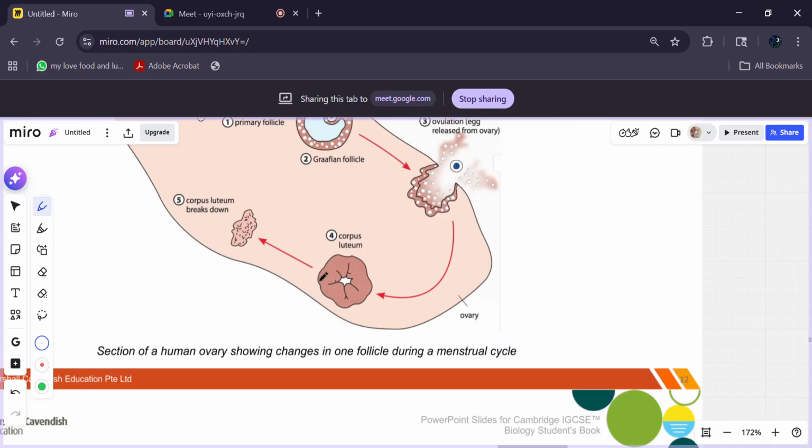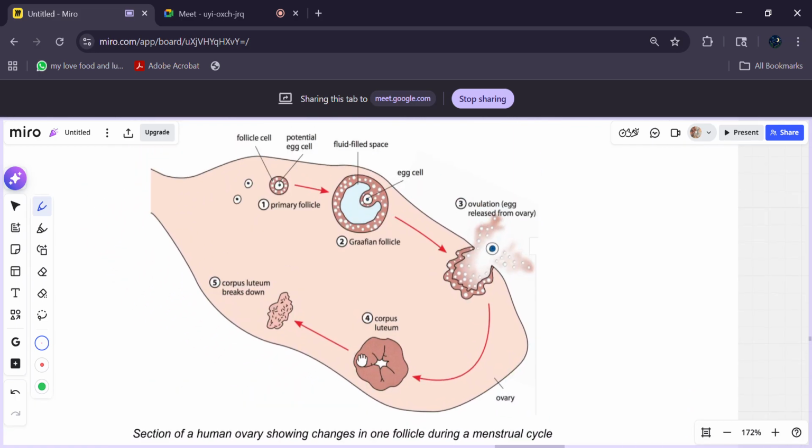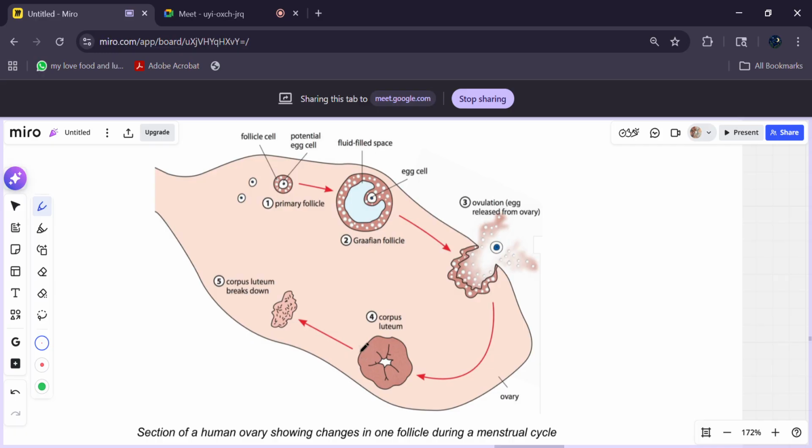This cycle of events that take place in the ovary is controlled by hormones. These hormones are secreted by the pituitary gland in the brain. And the follicles in the ovaries and the corpus luteum in turn secrete hormones. And these hormones control the changes that take place in the uterus. And thus, the menstrual cycle is controlled by hormones.